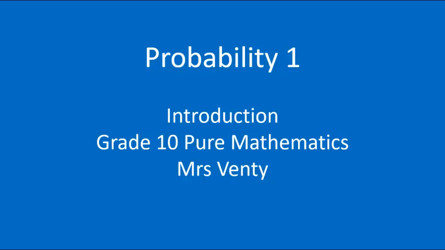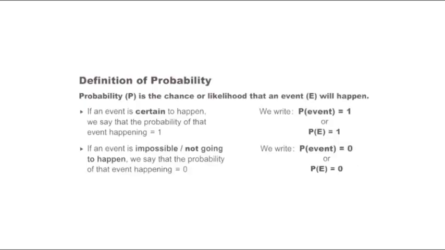Today we are going to do an introduction to probability. First thing we want to know is what is probability. Probability, which we use the capital letter P for, is the chance or the likelihood for an event E to happen. Probability is when we are basically saying, what are the chances it's going to rain tomorrow? What are the chances that I'm going to be sick tomorrow? What are the chances of something happening?